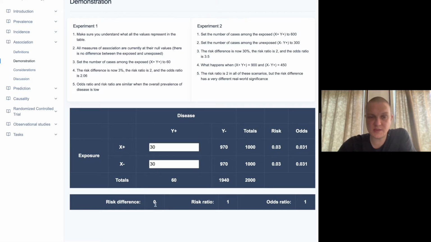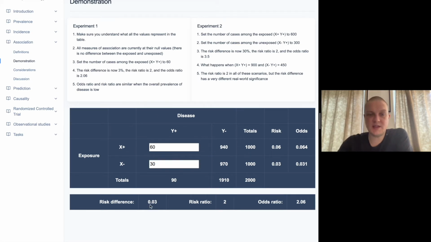So risk difference is 0, risk ratio is 1, odds ratio is 1. See, because the risk is the same among the exposed as the unexposed, and so are the odds. Now we should set the number of cases among the exposed, that's x plus y plus here, to 60. Let's do that.